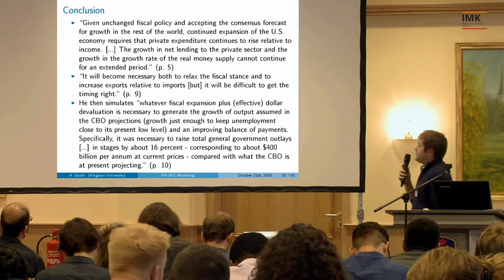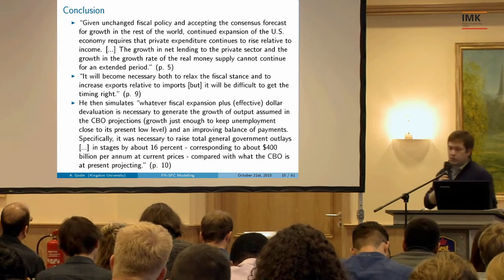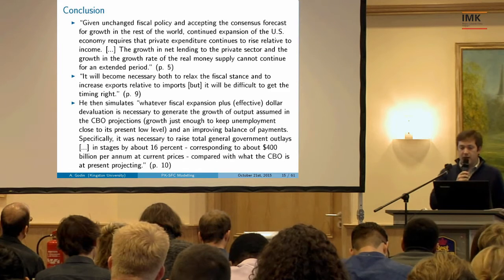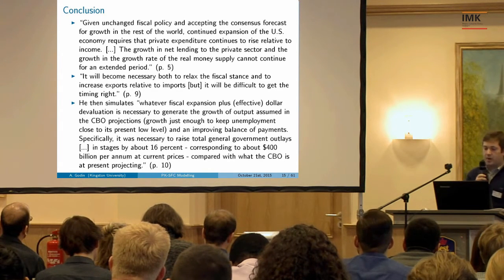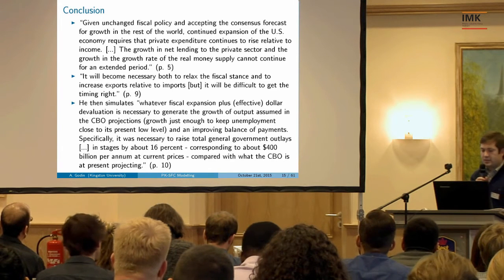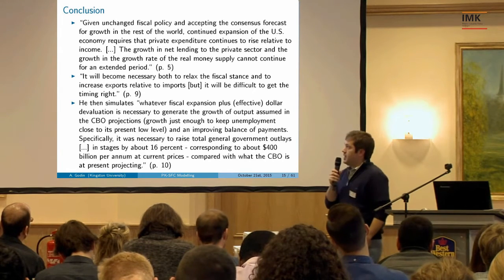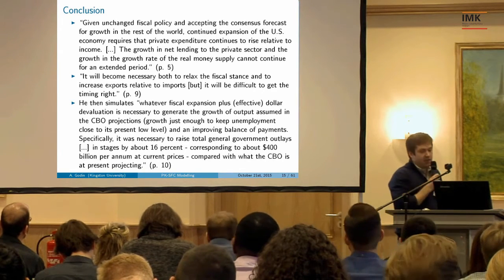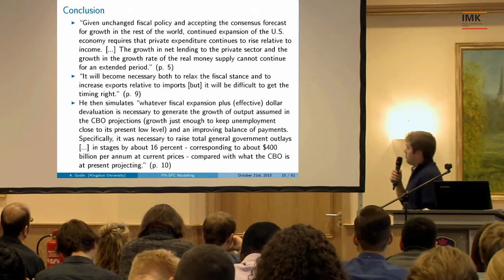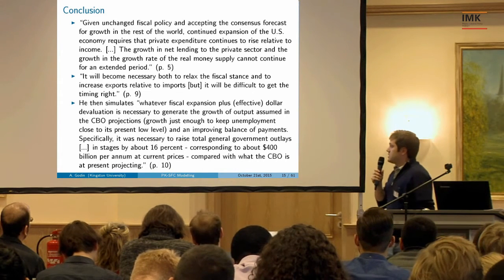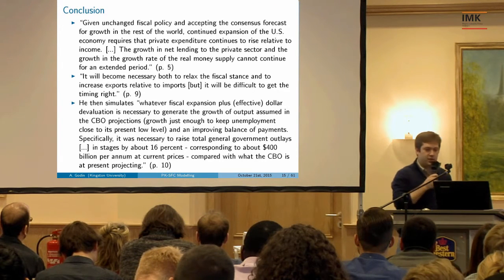So what Godley concluded was, if we don't change anything, it's not going to be sustainable, and we might be facing a crisis. Obviously, it's difficult to say when it's going to happen, but it's going to happen. And so he advocates for a much larger government deficit or expenditure, which is about 16% higher than what the CBO was advocating.